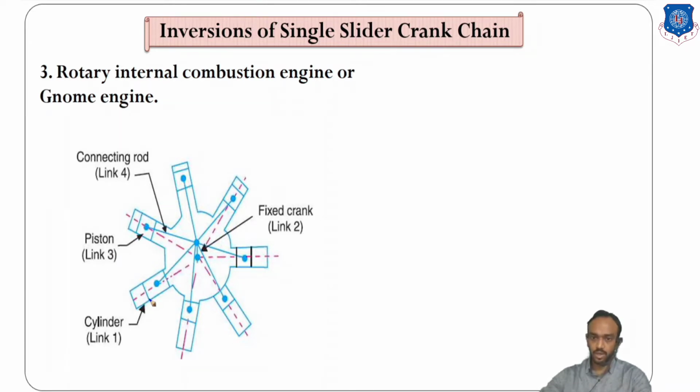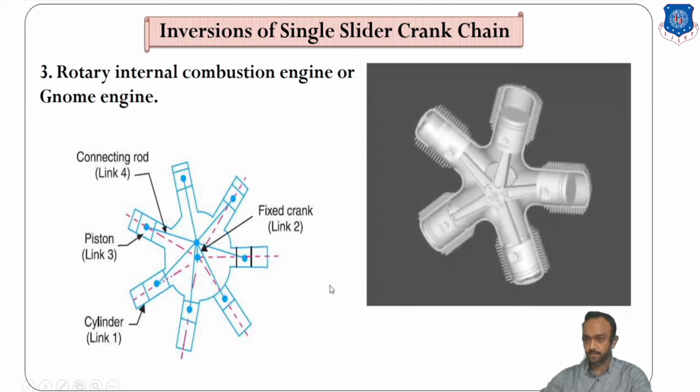First of all, link number 1 is the cylinder, the first cylinder. Link number 2 is this piston. Link number 3 is the connecting rod, and link number 4 is this crank, or I can say the whole frame, which is fixed. Here the crank is not rotating; the whole cylinder assembly is rotating in this case.